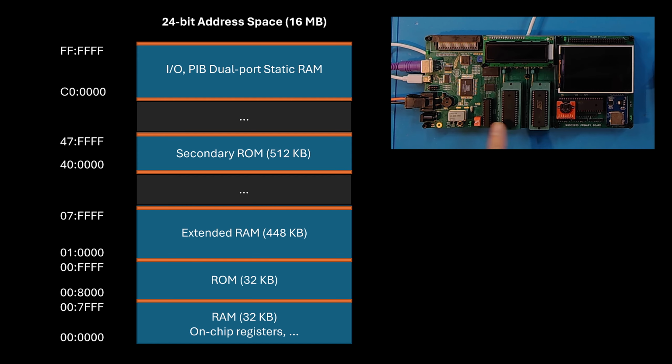Extended RAM: I have another IC over here that is extended RAM, and you'll notice that's kind of an odd size. It says 448K. It's actually 512K. However, the first 0000 through FFFF is kind of subtracted from it.